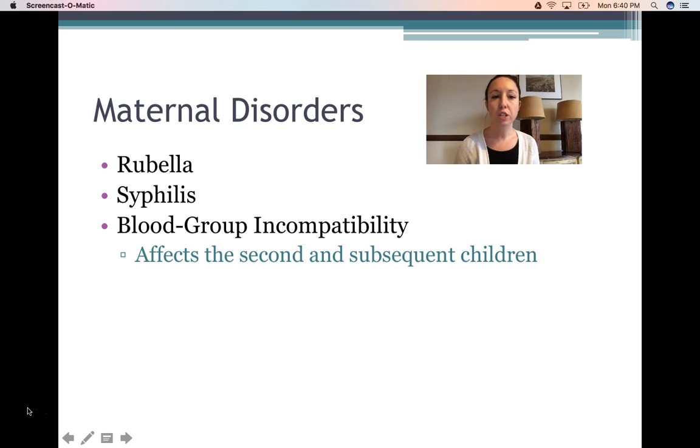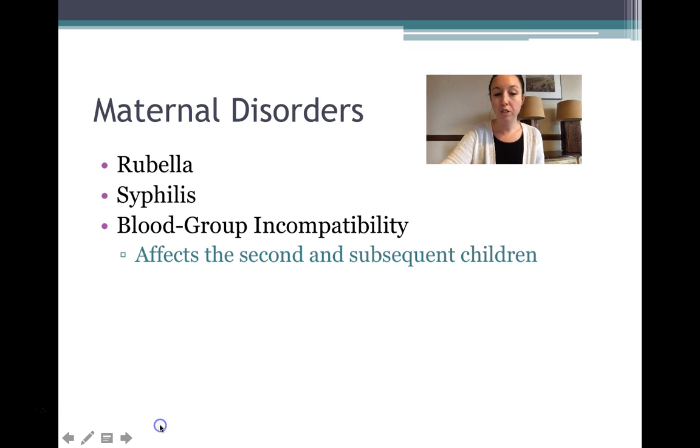So first, just rubella, syphilis, and also blood group incompatibility. It should be noted that having a different blood type or specific blood type incompatibility with the born child does affect usually the second and subsequent children and not the first.